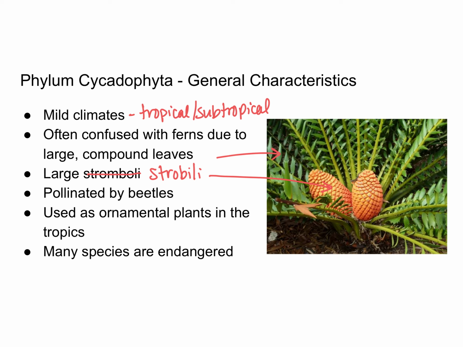They are generally pollinated by beetles, which is kind of unusual. They are often used as ornamental plants, so people have them in their houses, and many species are endangered, which means that they are limited in number and at risk of becoming extinct.